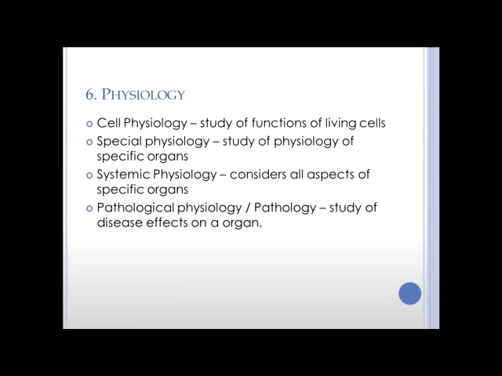Systemic physiology considers all aspects of specific organs. So if we were looking at a systemic physiologist, they would look at the overall, how the heart works in relationship to the lungs and how the vasculature system works in relationship to the other two. So a very broad approach to the study of how things work. Pathological physiology, or pathology, the study of disease's effects on an organ.